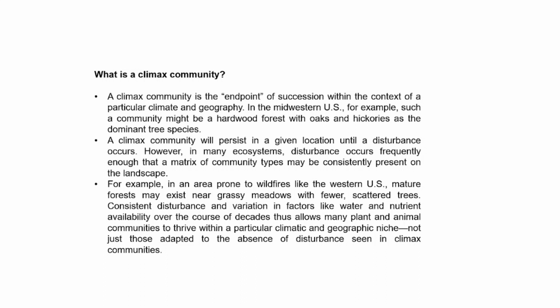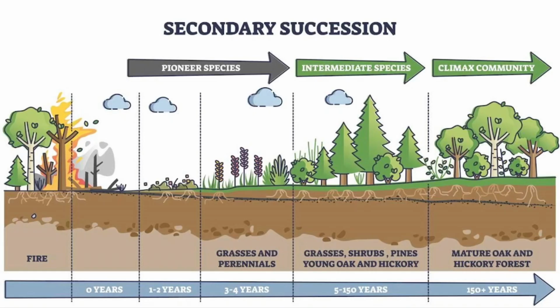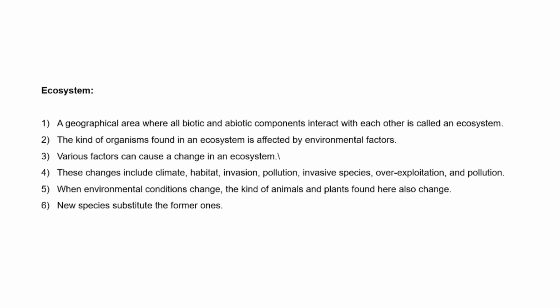So I think what a climax community is is very clear. You can see from the images here also. A climax community is basically a mature forest, very conducive for growth in that particular environment. So we know what an ecosystem is: a geographical area where all biotic and abiotic components interact with each other. These ecosystems are dependent on a lot of environmental factors, and any factor going through a massive change can cause a change in the ecosystem. These changes might be climate, habitat, pollution, invasive species, overexploitation, etc.